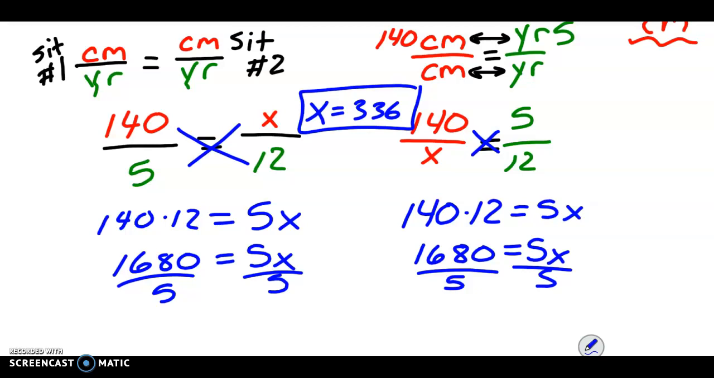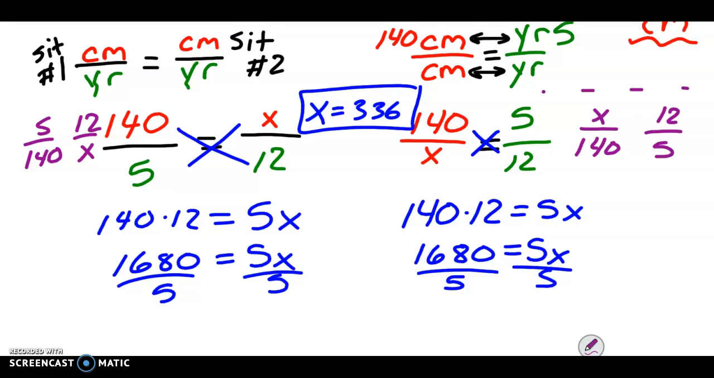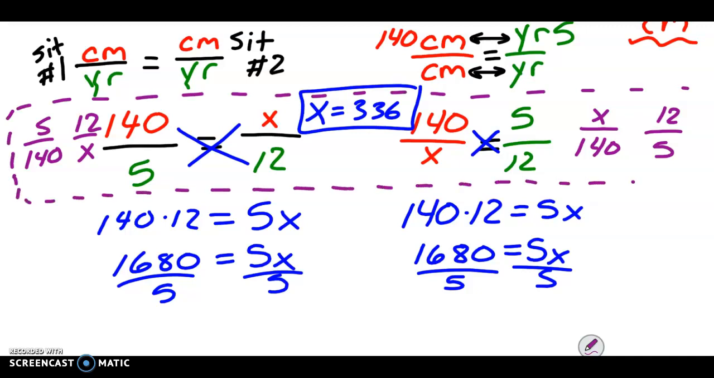Okay, so you can set this up a number of ways. And just for a side note here, these can all be flipped. They can all be reciprocals of each other. This one could be 5 over 140 as long as the right side is 12 over x. And over here it could be x over 140 as long as the right side is 12 over 5. So you don't need to memorize all of these different proportions. I'm just showing you that there's a number of ways you could correctly set these proportions up, and you'll always come to this answer of 336 in this scenario.